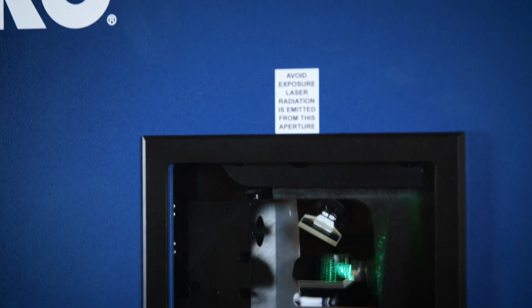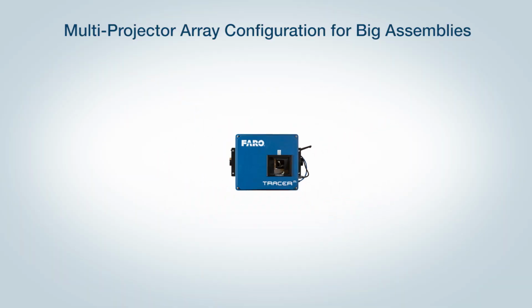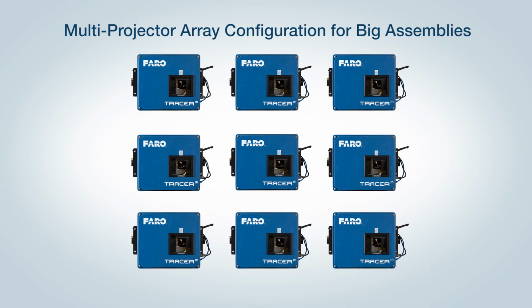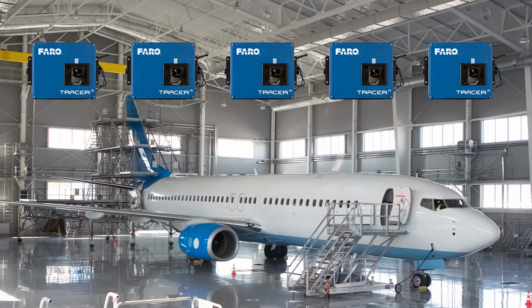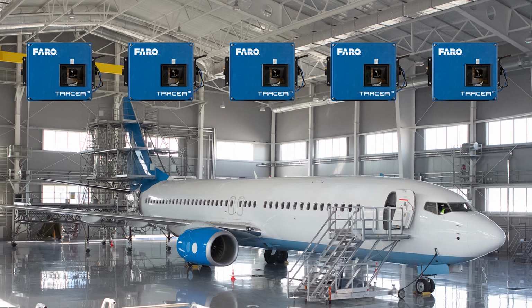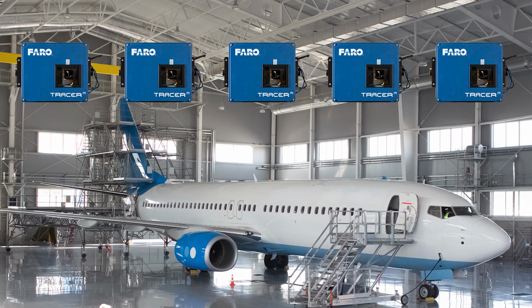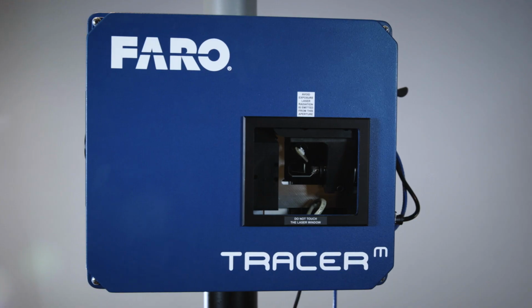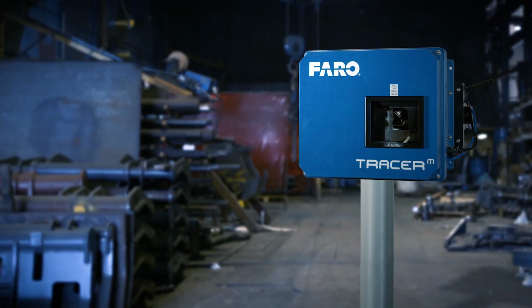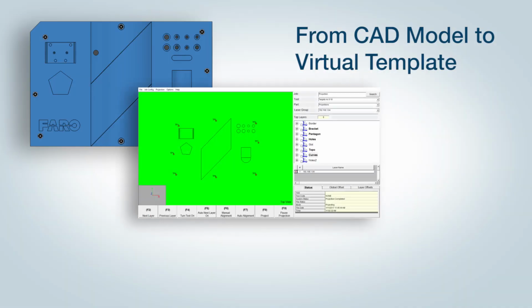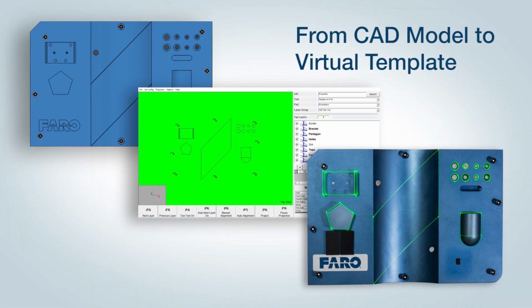The Tracer M can operate independently or can also operate in conjunction with other Tracer M's in a multi-projector array configuration in order to cover a larger volume. For example, in aircraft assembly, you may need to deploy 4 to 15 Tracer M's in unison to cover the entire aircraft assembly area. The Tracer M projects a virtual template and a sequencing of the workflow onto the work surfaces. This virtual template is generated from the CAD design model.